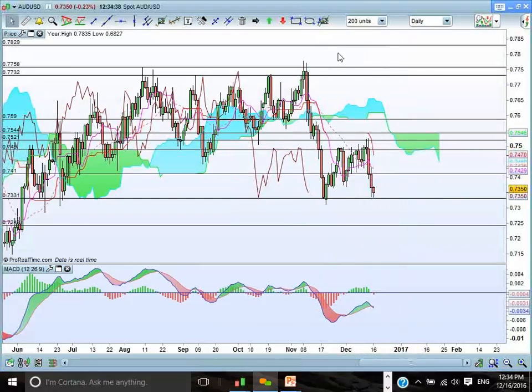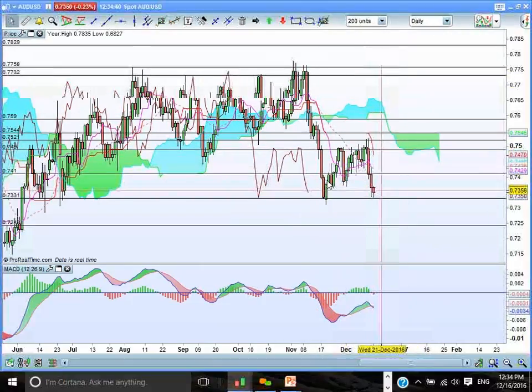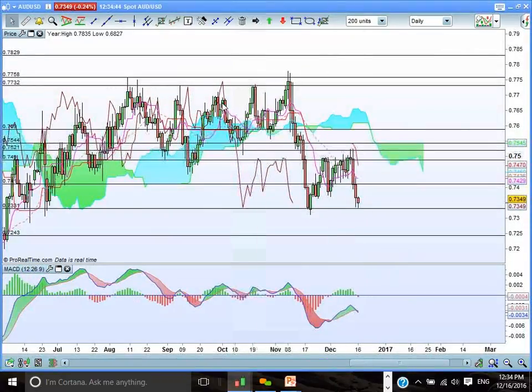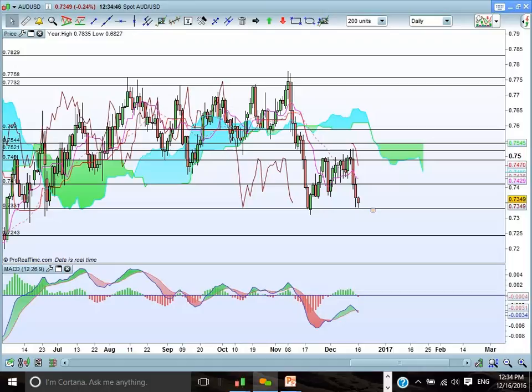Let me get my annotation here. So this area, pen, there we go. So this area here is where we're now looking at support from this cloud chart support zone. So if we see a rebound here, we could see a rebound back up to the bottom end of the cloud here, and then further, or it can even try and retest the 75 area there.